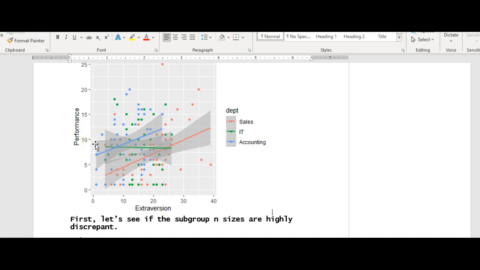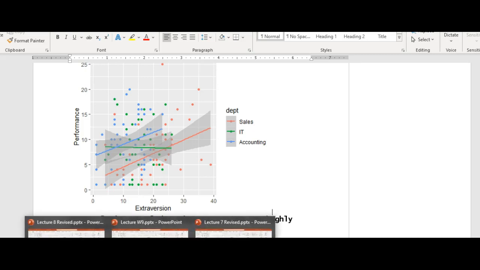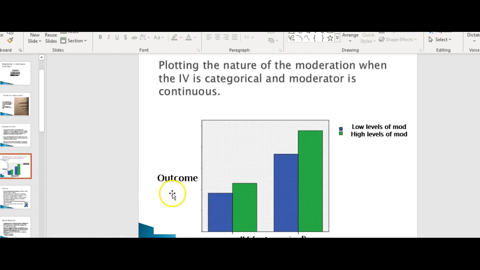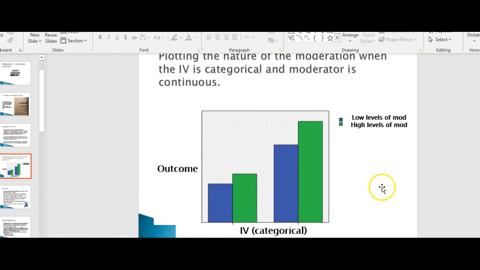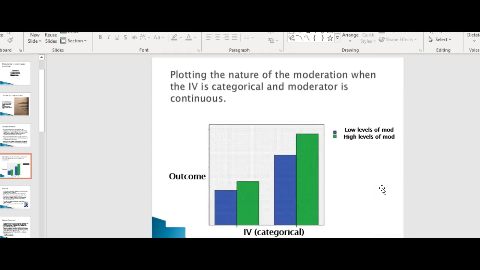So something like a person's personality or some kind of characteristic, a skill that they have. And we believe that they're going to respond differently to the manipulation based on the level of that skill. Okay, so in that case, we would want to go back here and plot the simple slopes, quote unquote, differently. So we would do a bar graph instead, because, and I've seen people violate this rule, but I don't like to violate it, the IV is always on the x-axis and the outcome is always on the y-axis, the DV. So I've seen before, like the moderator is here and it's confusing.